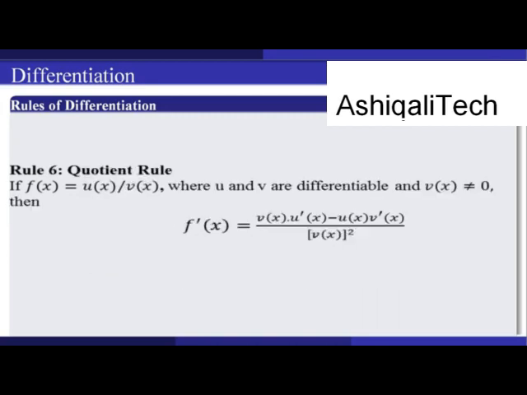Dear students, the next is the quotient rule. If f of x is u of x divided by v of x, where u and v are both differentiable functions and v of x is non-zero, then f prime of x is equal to v of x into u prime of x minus u of x into v prime of x, divided by v of x whole square.